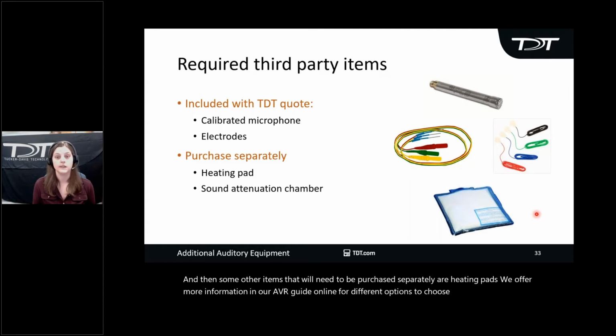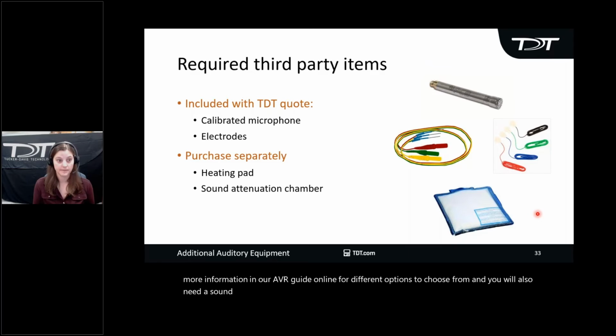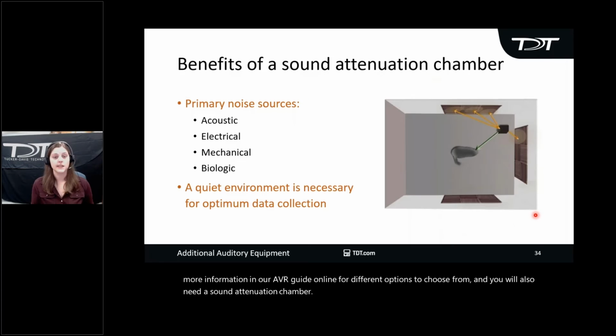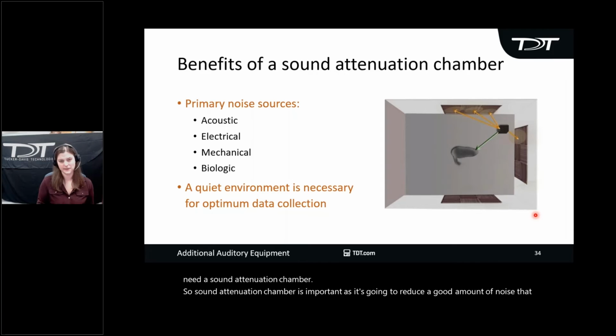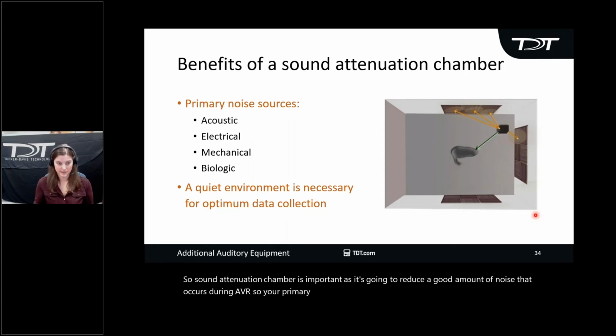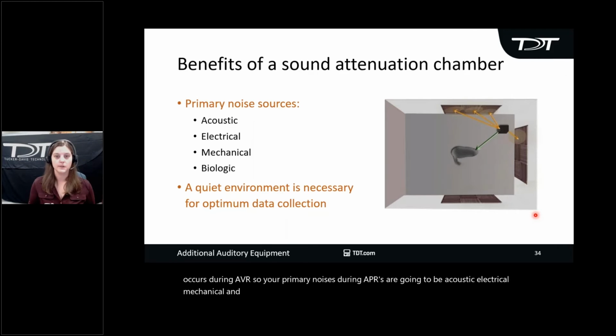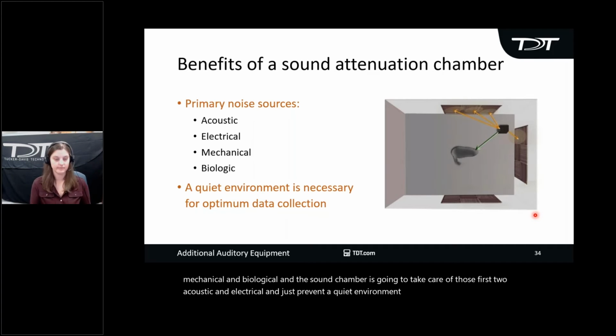And you will also need a sound attenuation chamber. So a sound attenuation chamber is important as it's going to reduce a good amount of noise that occurs during ABRs. So your primary noises during ABRs are going to be acoustic, electrical, mechanical, and biological. And the sound chamber is going to take care of those first two, acoustic and electrical, and just provide a quiet environment for collecting your data.